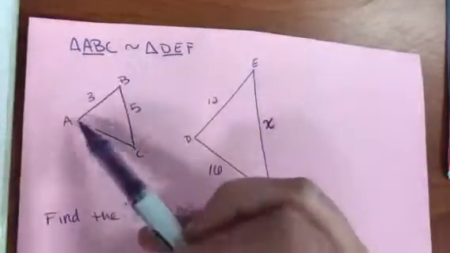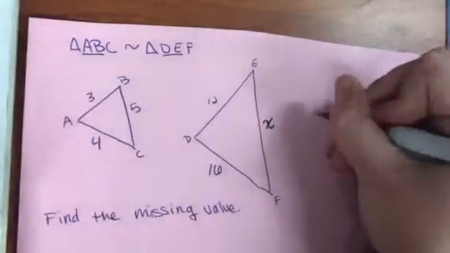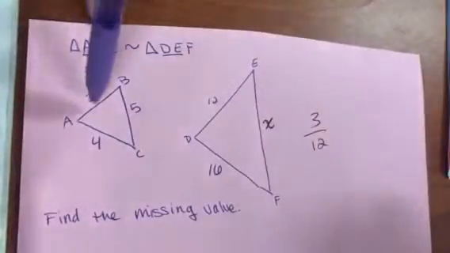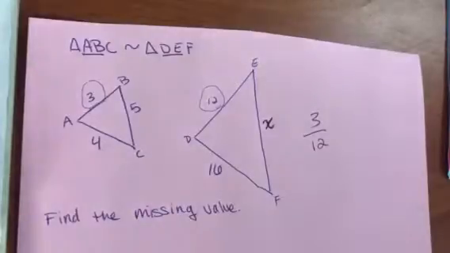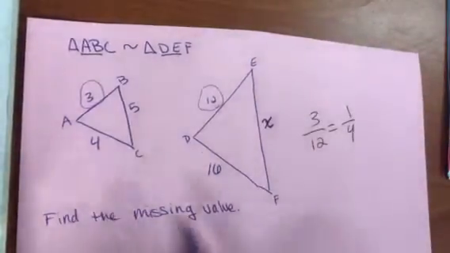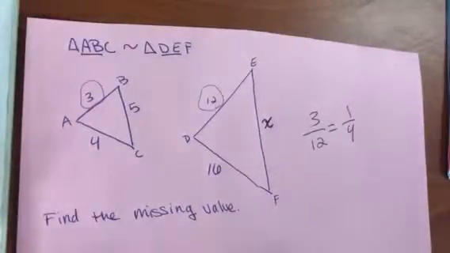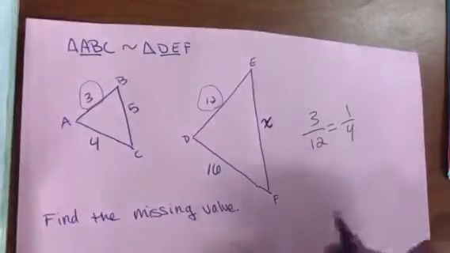So let's look. AB to DE. So 3 over 12. So we're looking at this one and this one. What does 3 over 12 simplify to? 1/4. Okay, so it's 1/4. Now, do I have to do the other one? Well, it's similar. We already know it was similar.